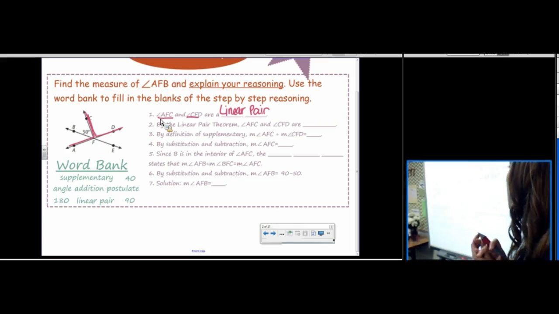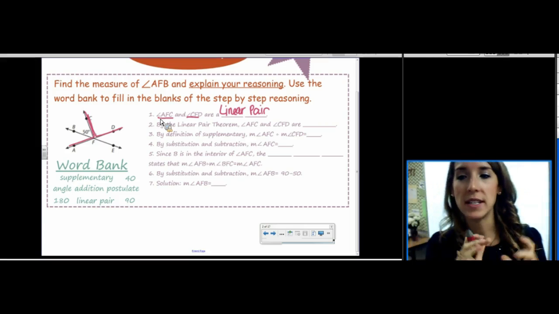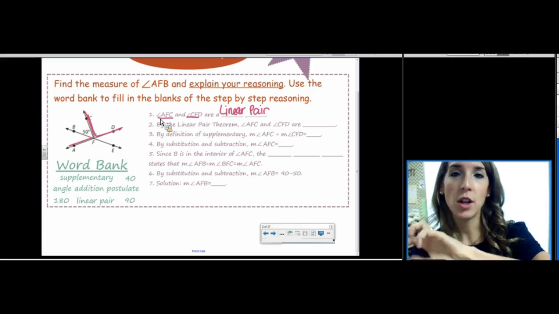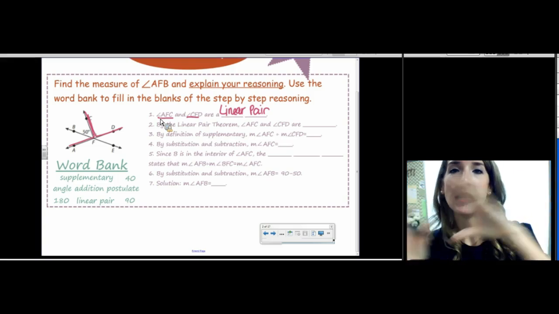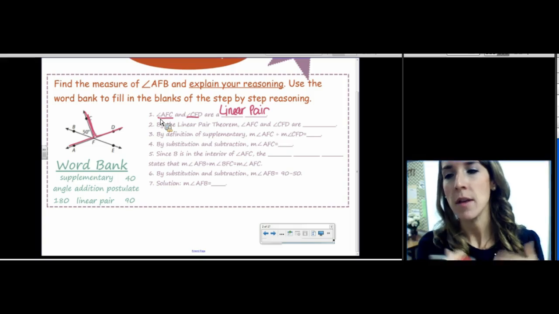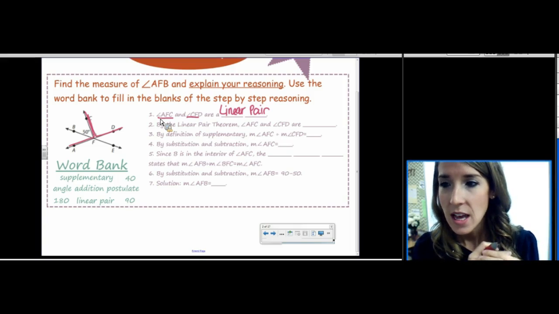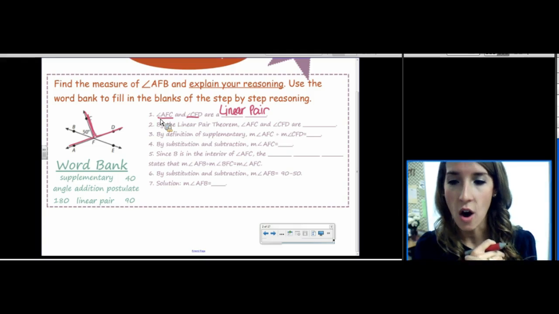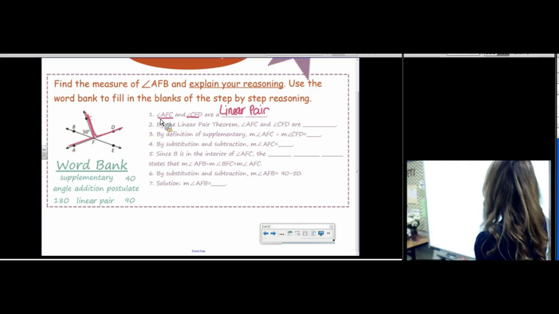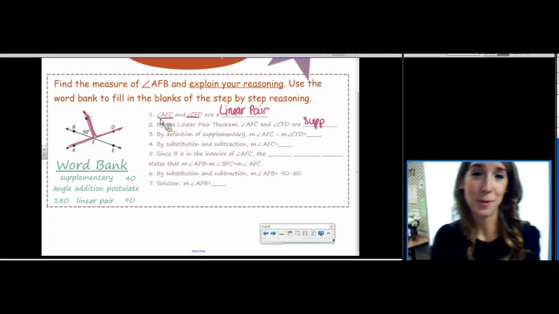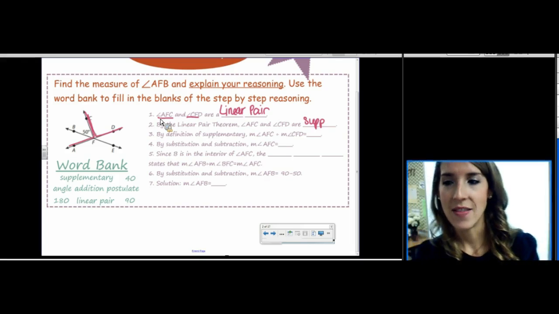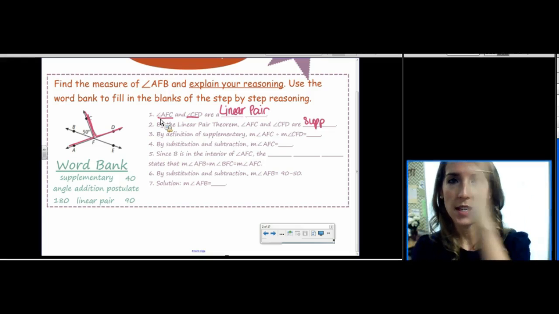So now it says, by the linear pair theorem. So notice, we're taking what we just concluded, that they're a linear pair. We're using that to start our next sentence. Okay, so by the linear pair theorem, angle AFC and angle CFD are, good, supplementary. The linear pair theorem says, if 2 angles form a linear pair, then they are supplementary. Hypothesis, conclusion.